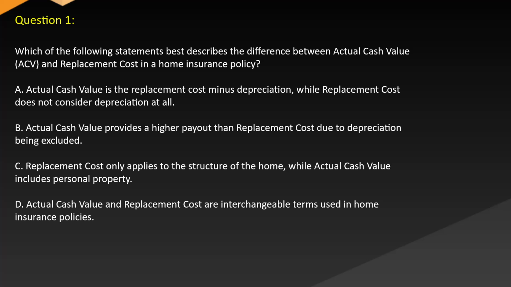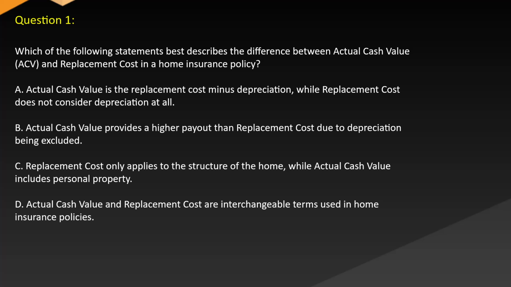Question 1. Which of the following statements best describes the difference between actual cash value (ACV) and replacement cost in a home insurance policy? A. Actual cash value is the replacement cost minus depreciation, while replacement cost does not consider depreciation at all.